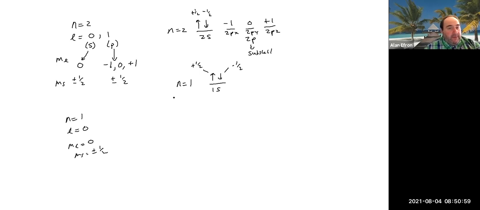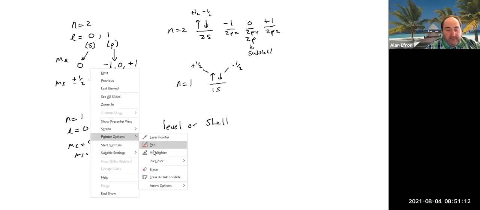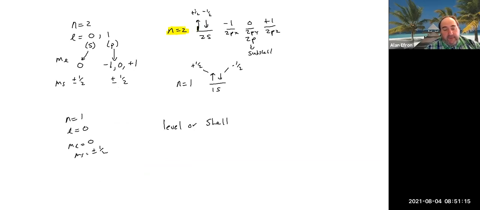Remember a couple of terminologies or words that sometimes confuse people. Sometimes we talk about a level or a shell. When we're talking about a level or a shell, it would be like the n equals 2 level or shell, and everything contained in there is what we would be talking about. So if we wanted to know how many electrons we could have on the n equals 2 shell or level, the answer would be 2, 4, 6, and 8. If we were talking about n equals 1, the answer would be 2 electrons on that entire thing.